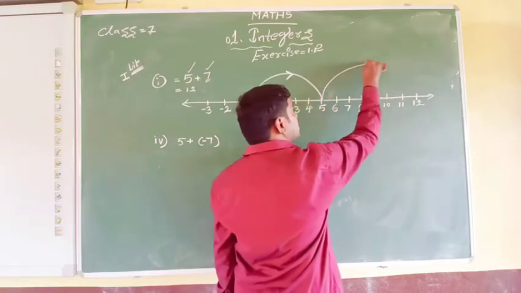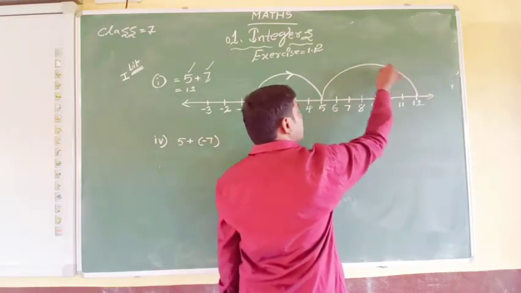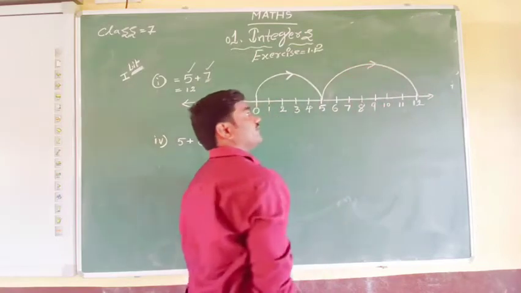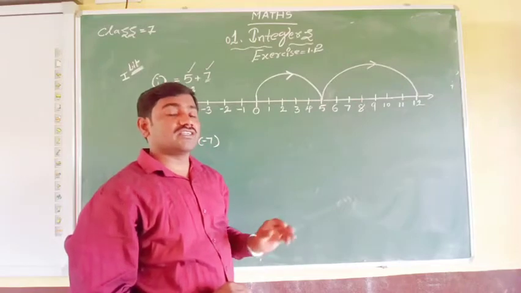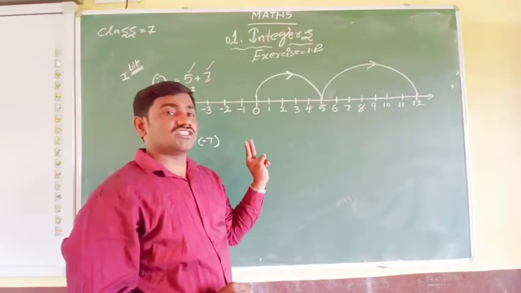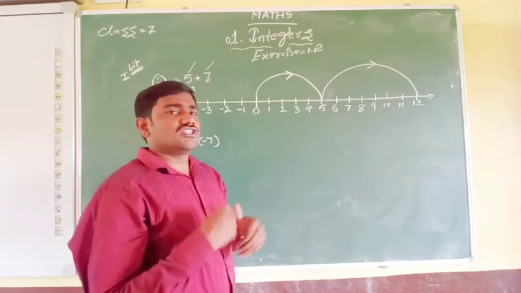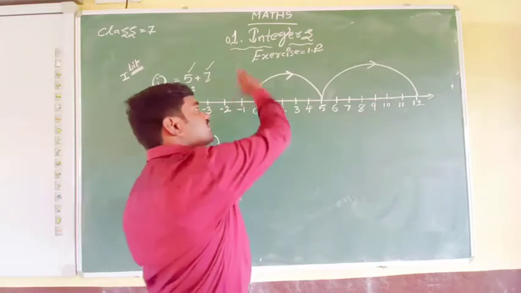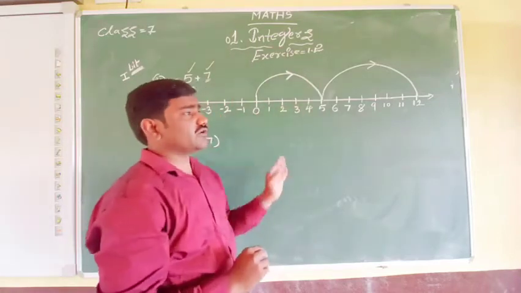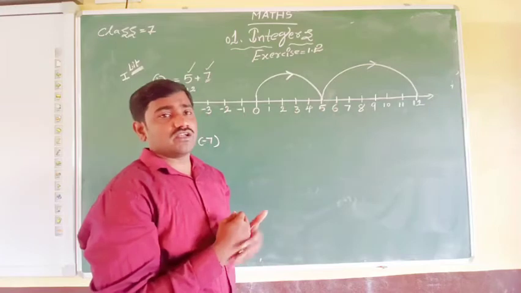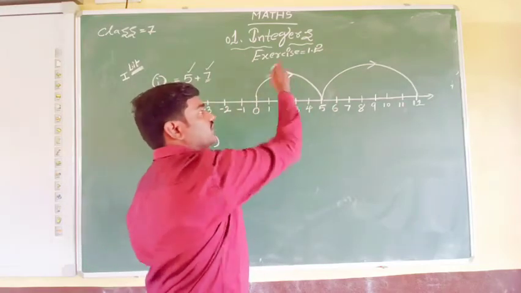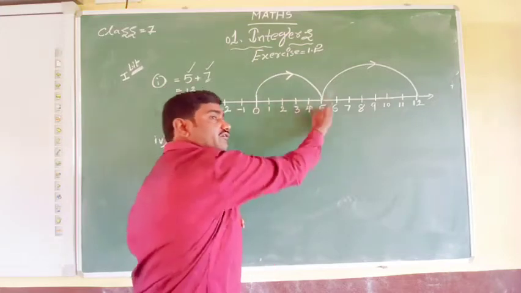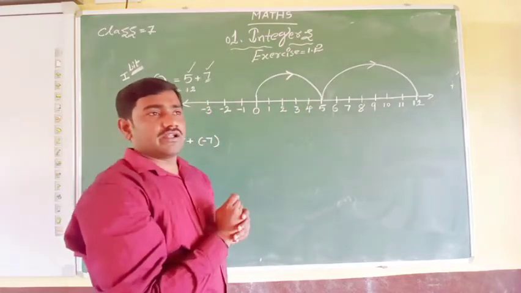We start from 5 and we move 7 steps. So we are moving to the right side on the number line because both the digits are positive. So this also you do it. If it is a positive number, we go to the right side of the 0. If it's a negative number, we go to the left side of the number line.